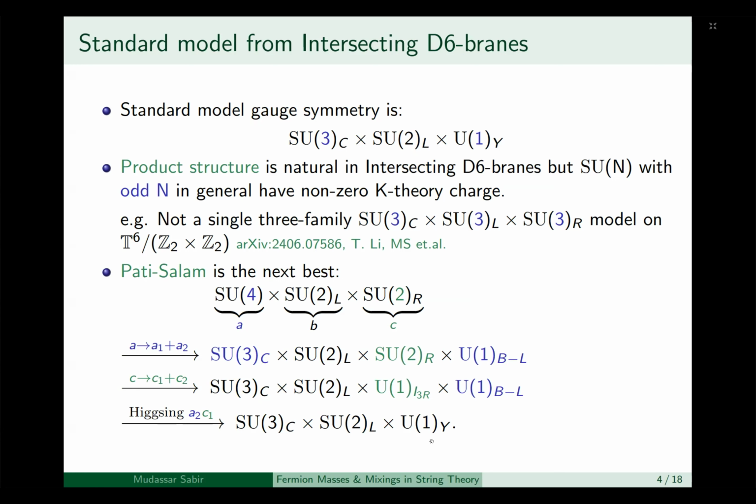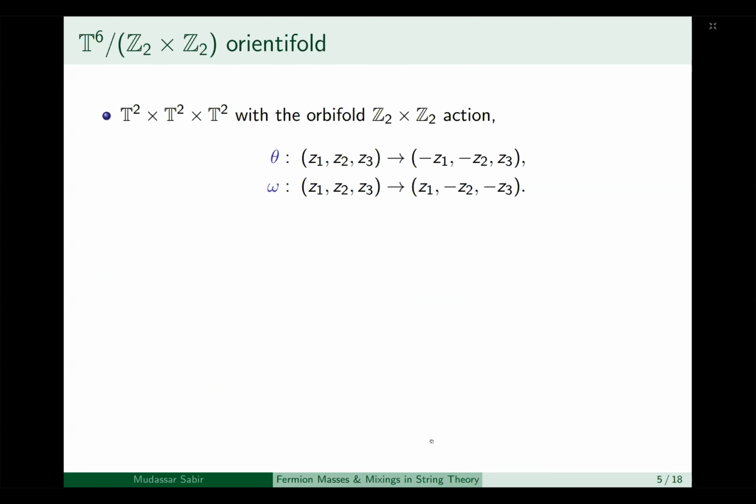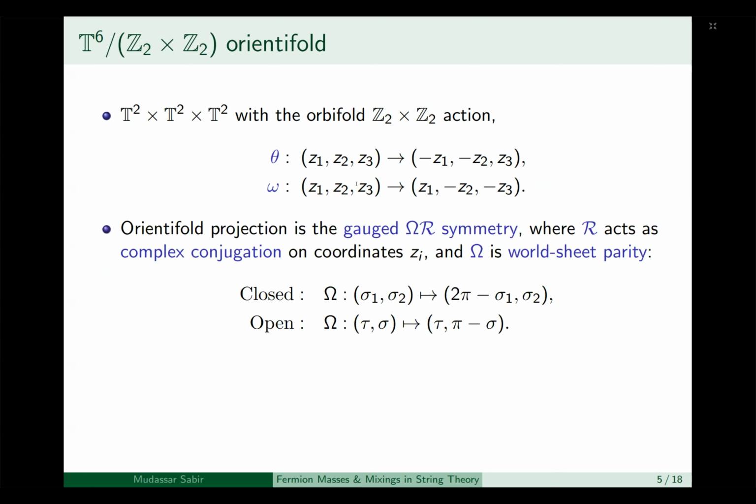Remember, these are N equals 1 supersymmetric models, so we want to impose N equals 1 supersymmetry. This particular compactification is toroidal with a Z2 times Z2 action, where we have these theta and omega generators which act on the complex coordinates on the three tori, which are factorizable. Theta acts on the first two coordinates and omega on the second two coordinates. The orientifold projection is the gauged omega R symmetry, where R acts as complex conjugation on the coordinates Zi, and omega is the world sheet parity, which has the following action on the closed strings and the open strings.